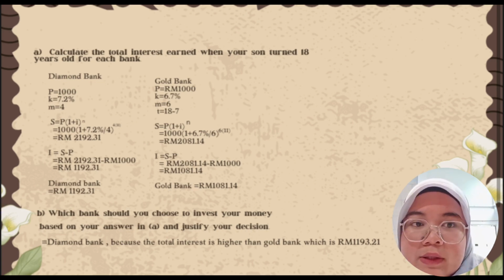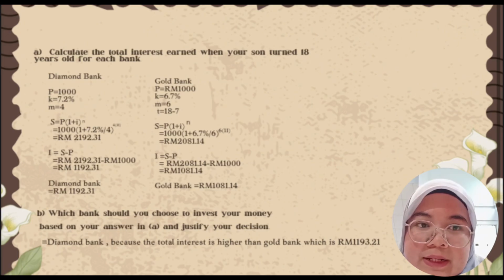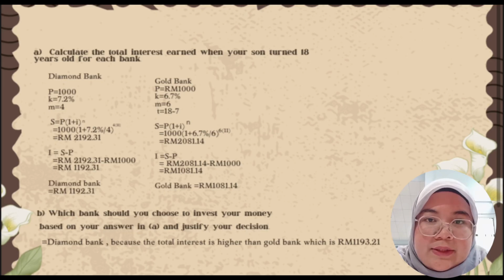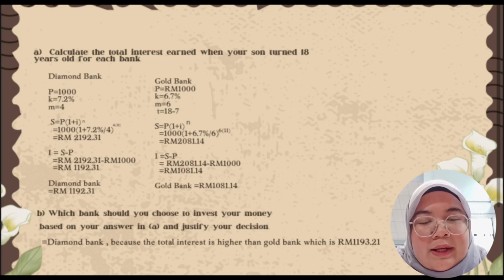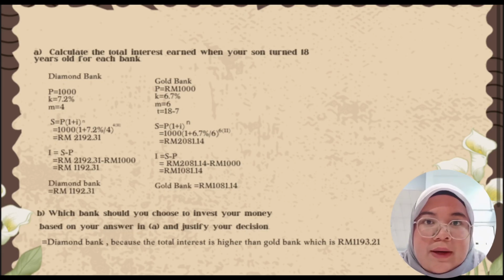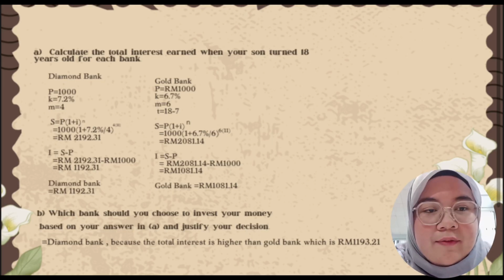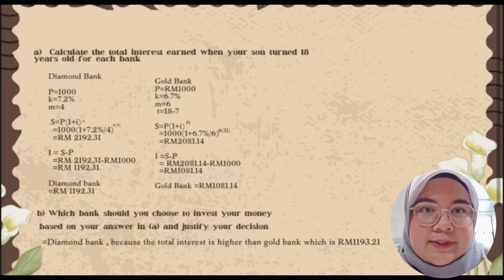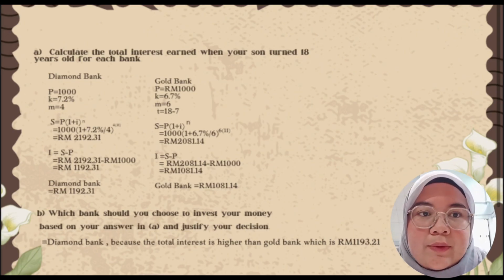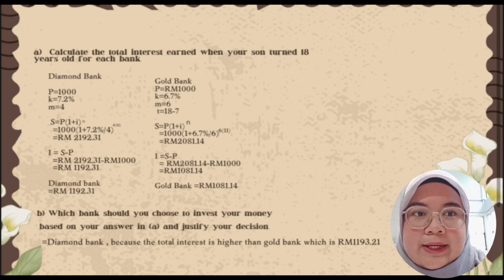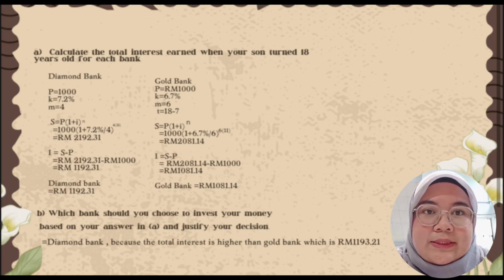Now let's proceed to solving the total interest of Gold Bank. So S equals 1,000(1 + 6.7%/6)^(6 times 11). What we got is RM 2,081.14. Now that we have found the compound amount, we find the total interest using the same formula. So I equals S minus P. S is 2,081.14 minus 1,000, which equals RM 1,081.14.